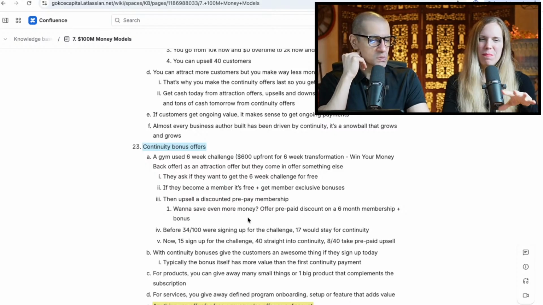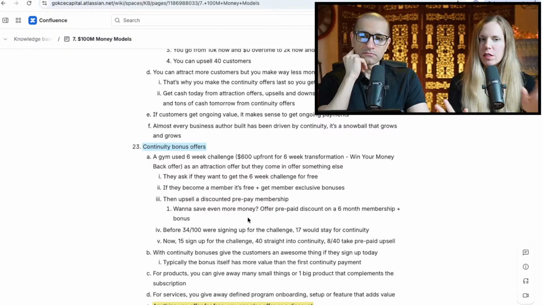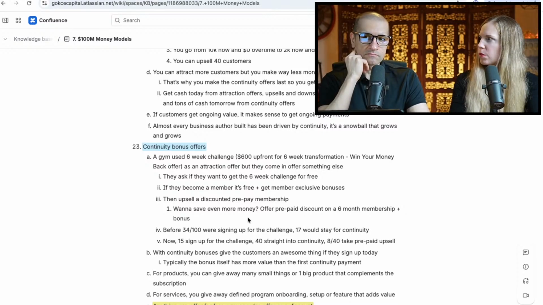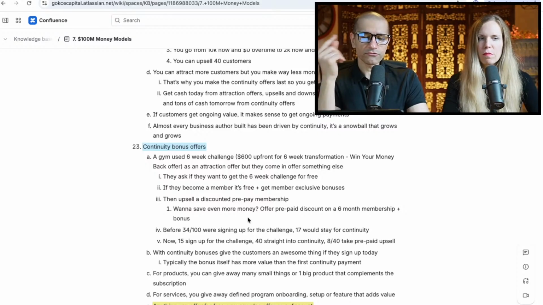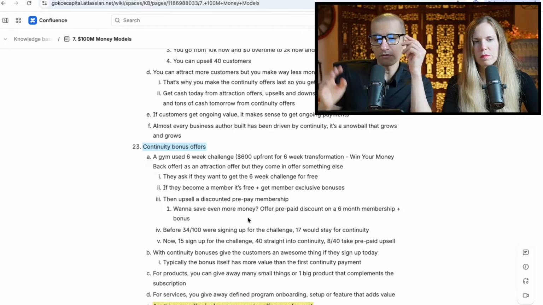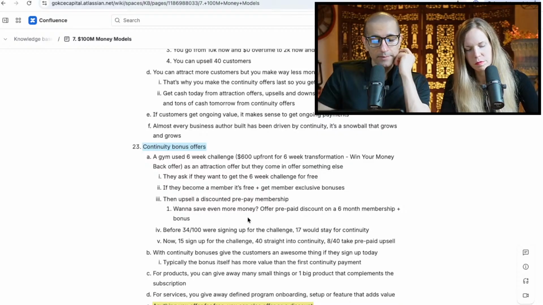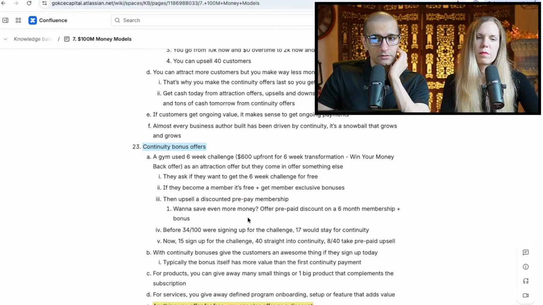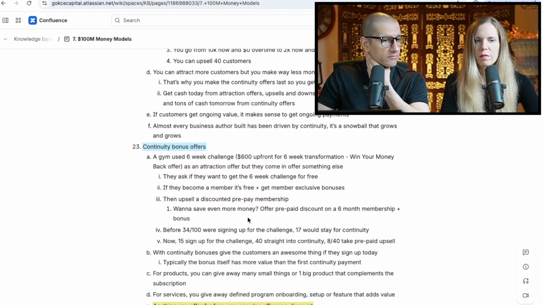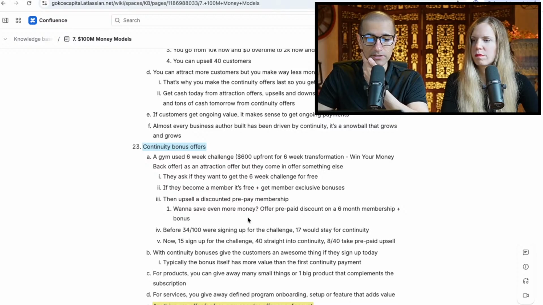But you start with an attraction offer, which is some kind of free offer, like a 6-week weight loss challenge, or a heavily discounted offer. And then you try to roll them into a continuity offer, which would be like the gym membership, right? So the first kind of continuity offer is a continuity bonus offer, and we covered the theory part of it and the examples from the book in the last episode. In this episode, we are looking at what ChatGPT came up with for our business ideas based on my notes.